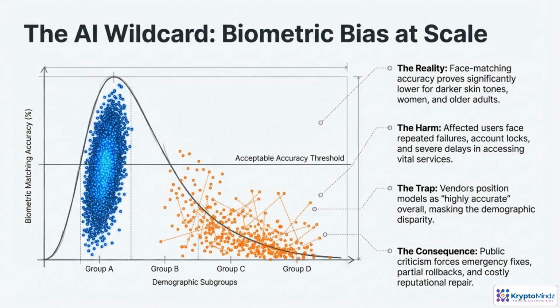Biometric systems also show this pattern of uneven impact. They can be extremely accurate for one demographic group while performing far worse for others, yet still look great on average. That gap is where harm happens. People in low-accuracy groups get locked out, flagged as suspicious, or blocked from critical services. Leaders see vendor benchmarks and miss the disparity. When the bias surfaces publicly, you're stuck retrofitting fixes under pressure instead of designing fairness in from day one.